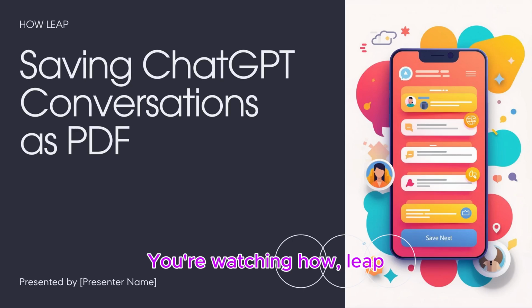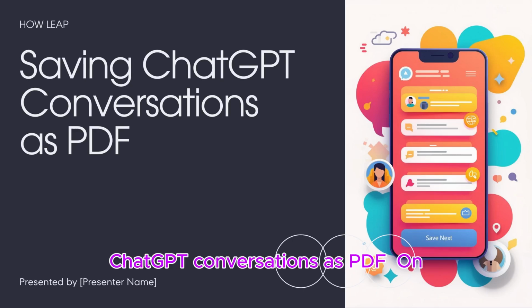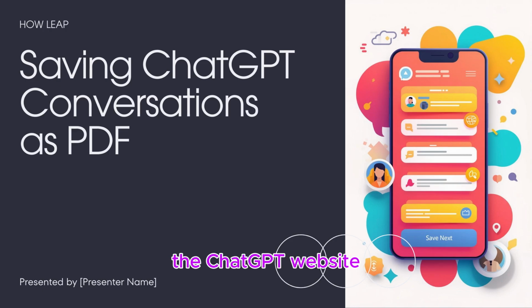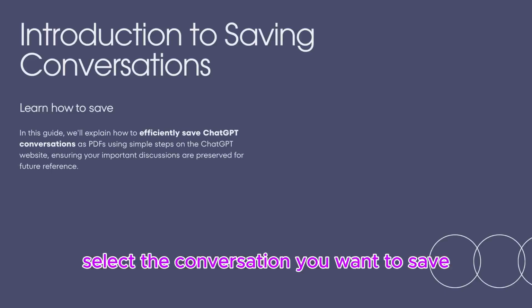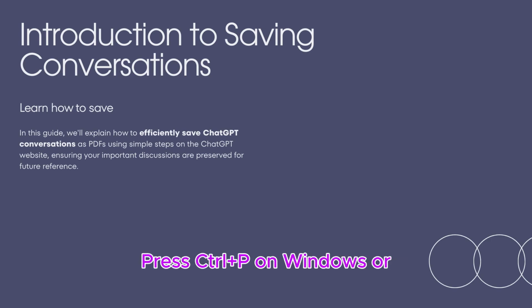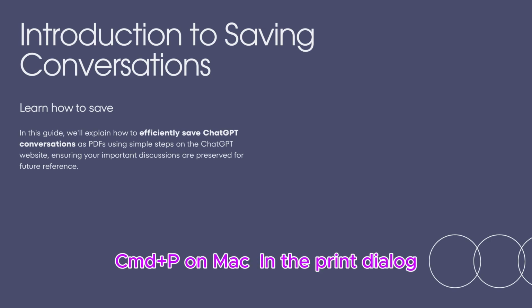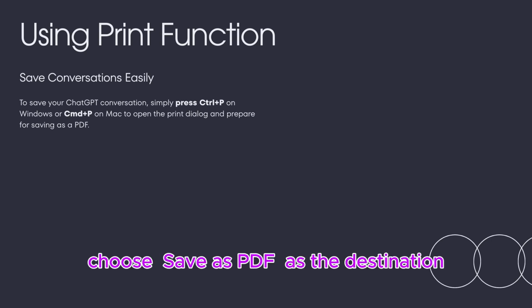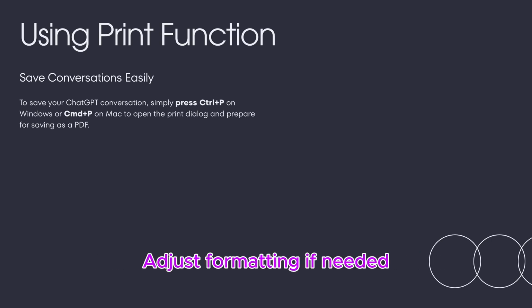You're watching How Leap. Let's save ChatGapped conversations as PDF. On the ChatGapped website, select the conversation you want to save. Use your browser's print function. Press Ctrl plus P on Windows or Command plus P on Mac in the print dialog. Choose Save as PDF as the destination. Adjust formatting if needed. Click Save.